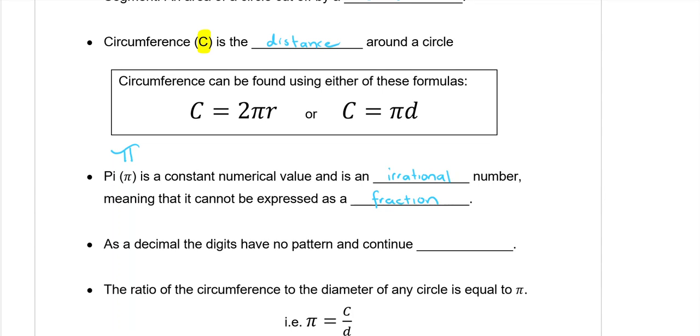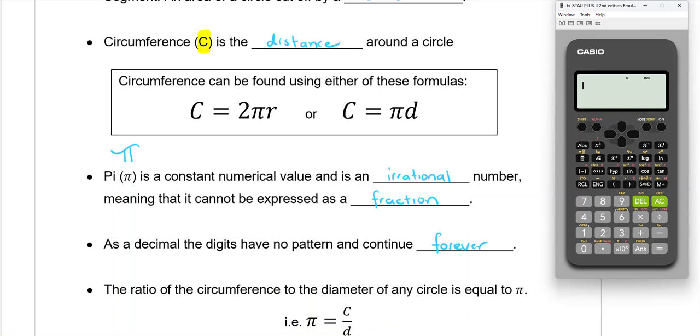Now, to see the value of pi, it is a decimal. The digits have no pattern and they continue forever. But we can use our calculator to see the first quite a few places. So if on my calculator here I press the shift button and then right down the bottom, this times 10 to the x, you see the pi symbol come up. You press equals and there's the first maybe 10-ish decimal places of pi.